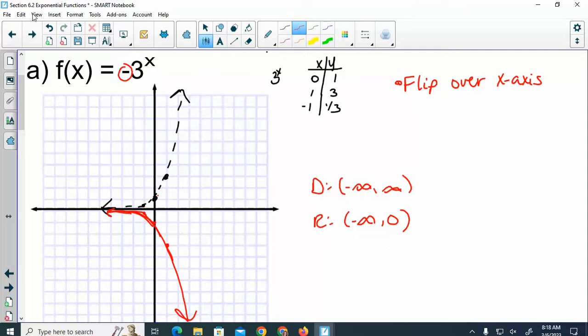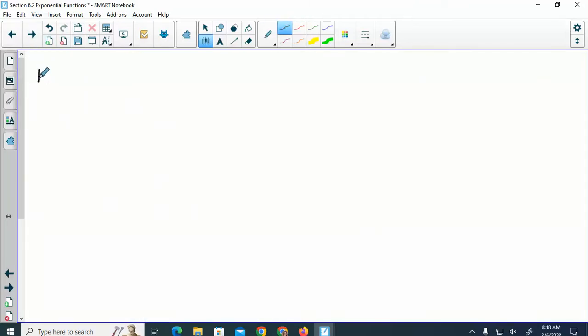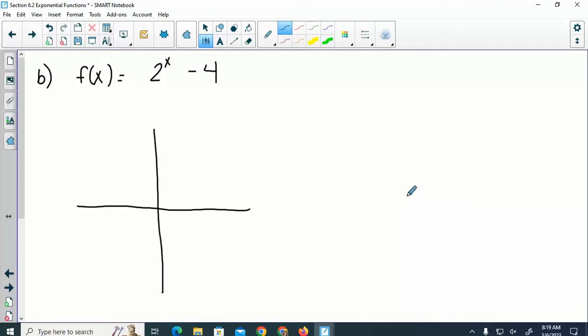Okay. Let's do. Oh, let me graph and do that. What if I said 3 to the x minus 4? It's a secret. It's literally a secret. It's not out yet. Okay.